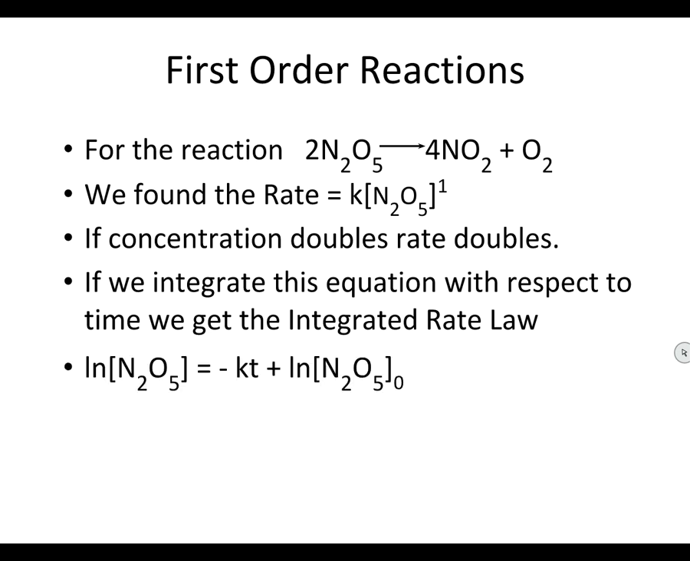And what that's going to look like for this particular reaction is that it's going to be the natural log of that dinitrogen pentoxide. This is going to be its concentration at time t. That equals negative k, and that is our reaction constant, times the time it takes for it to get to that concentration, plus the natural log of the initial concentration of that dinitrogen pentoxide.